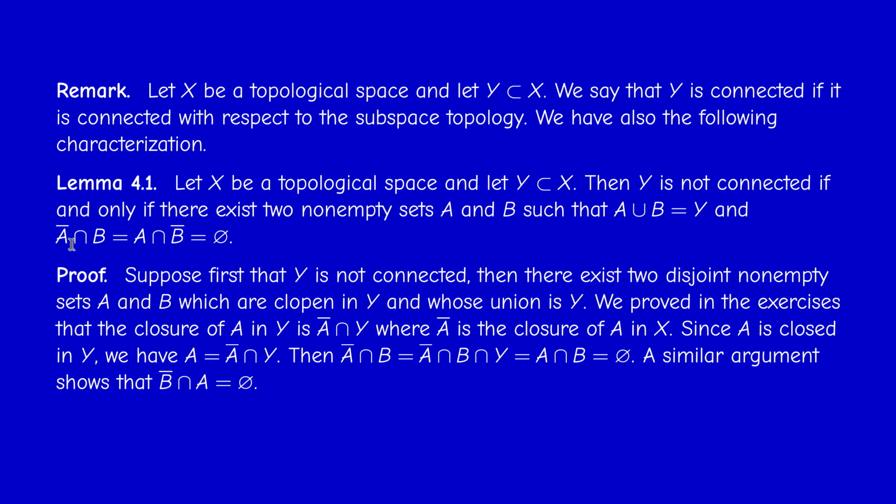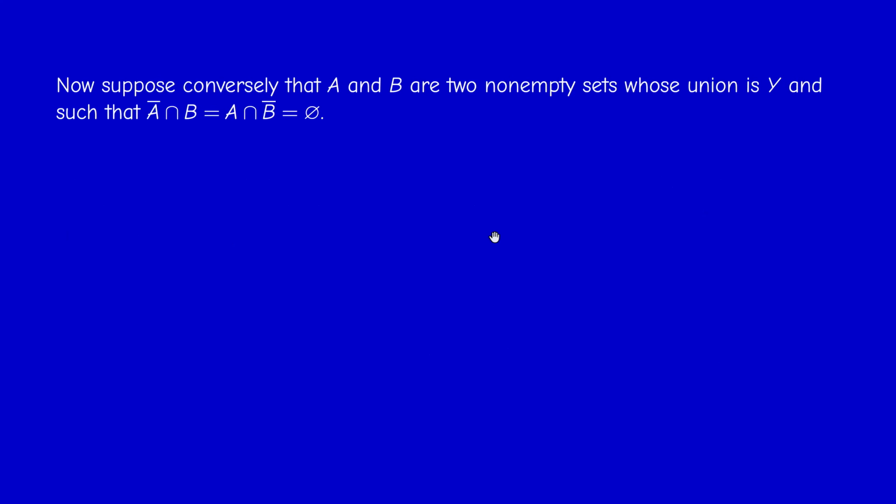But the intersection of the closures of A and B need not be empty, as we shall see now. Okay, now conversely, suppose that we have a separation of Y in this new sense. So Y is the union of two non-empty sets A and B that satisfy this disjointness condition, which is actually stronger than A intersected with B being empty, but in this case they are equivalent.